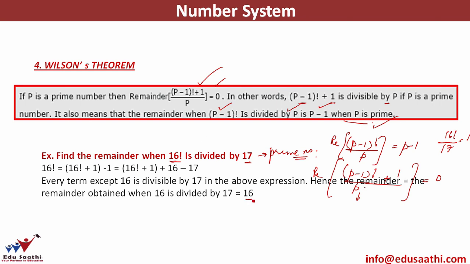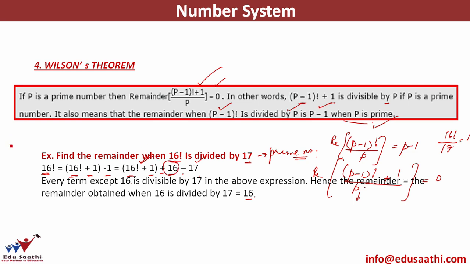If you want to understand it, every term except 16 is divisible by 17 in the above expression. What is the expression? 16 factorial, I have written it as 16 factorial plus 1 minus 1. So I have combined this as 16 factorial plus 1 plus 16 minus 17. Now 16 factorial plus 1 would be a multiple of 17. This is already divisible by 17, so the only thing I will be left with is 16.